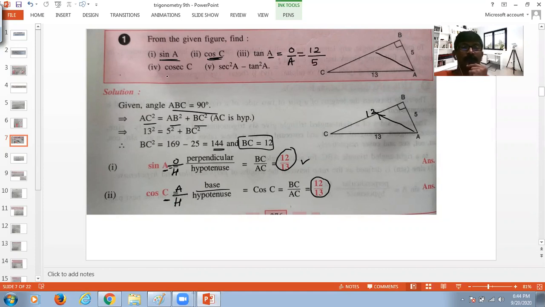What is cosec C? Cosec C would be, what is cosec ratio? Yes, it is the reciprocal of sine ratio. So what is sine? Opposite upon hypotenuse. So cosec will become hypotenuse upon opposite side. Now with respect to what? With respect to angle C. With respect to angle C, what is hypotenuse? Hypotenuse would be 13. And what will be opposite side? 5. So this ratio will become 13 upon 5. I hope you understood this, guys.